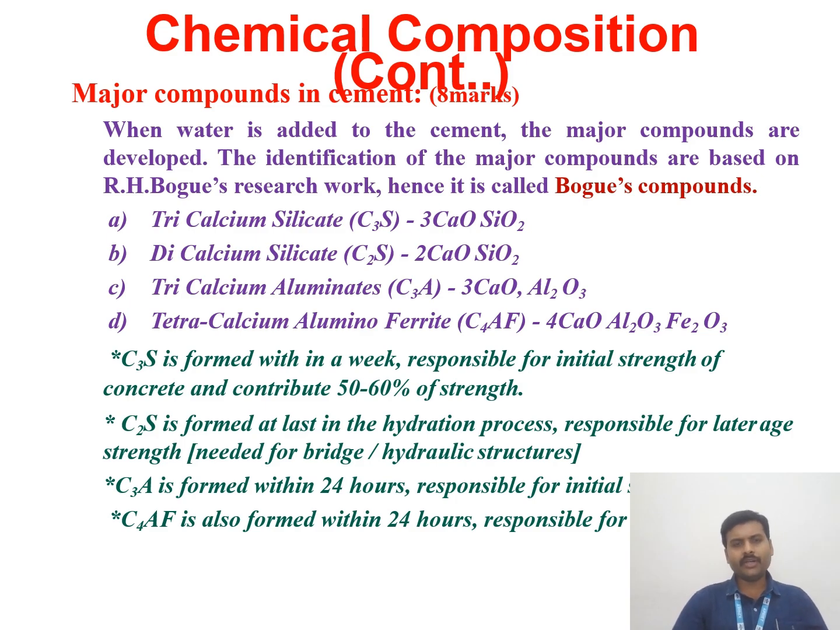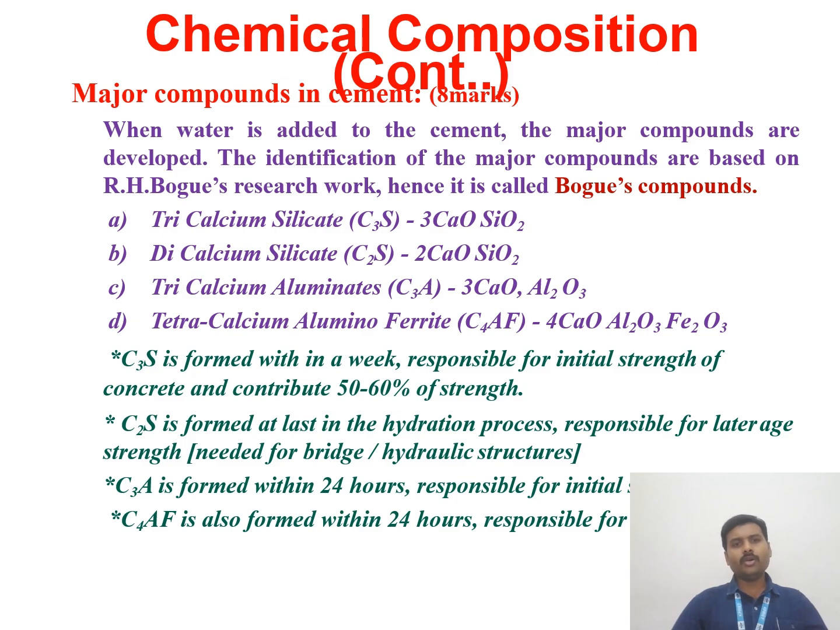We need to concentrate. Bogue compound. What is meant by Bogue compound? Upon addition of water to the cement, there will be chemical reactions. During the addition of water, some chemical compounds form. The major compounds were identified by the research done by Bogue. He is a scientist. Based on his research work, we call these compounds Bogue compounds.